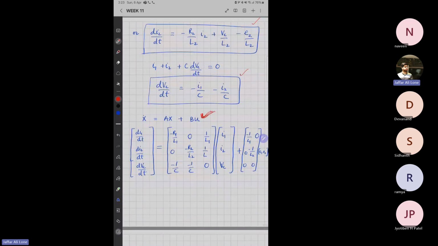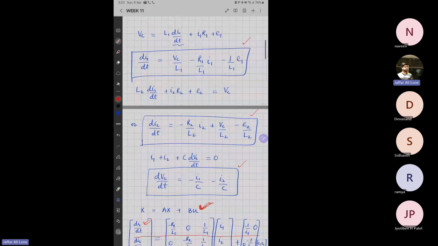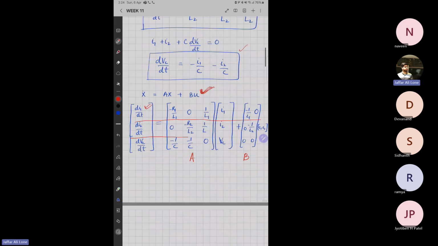Accordingly, I have to find the A matrix and B matrix. Firstly, I was given the states I1, I2, and VC. So x dot will be dI1 by dt, dI2 by dt, dVC by dt, because I have to write the differential of that. Now all the entries in this equation, I wrote from these equations. You see there is 1 over L1, so I wrote VC. Just write in matrix form. That's what I did, and I got this representation. So I'm done. This is x dot, this is A, X, B, this is U. So I wrote x dot equal to AX plus BU. This is my state equation.